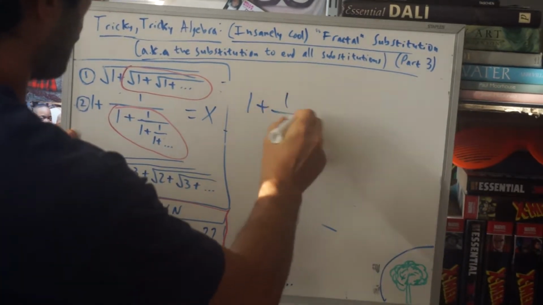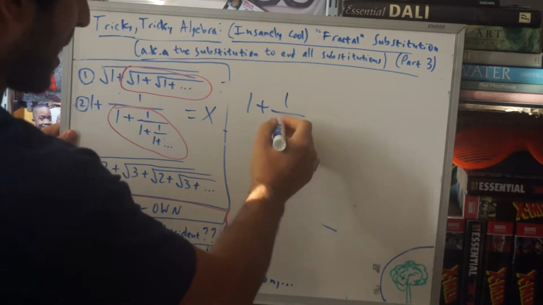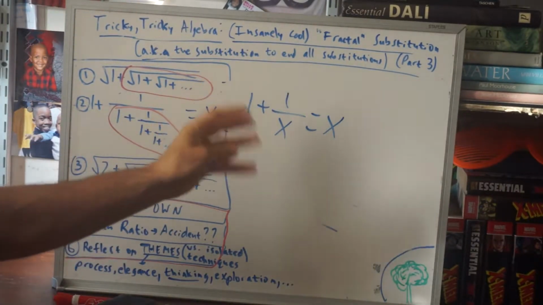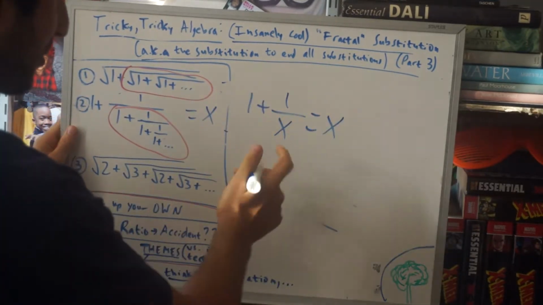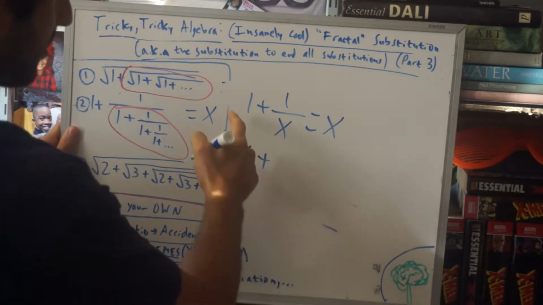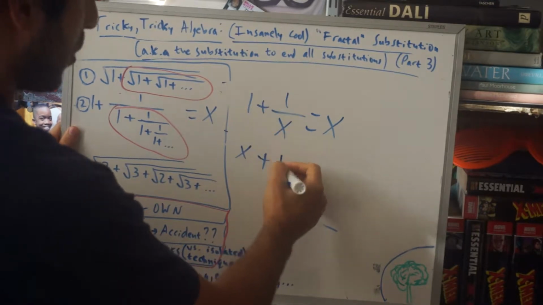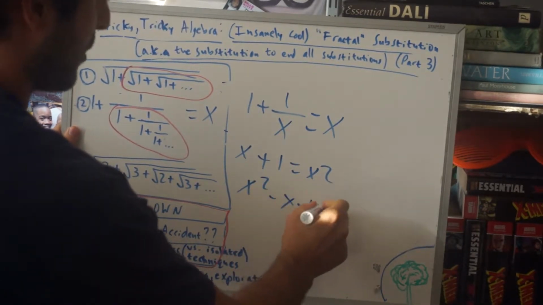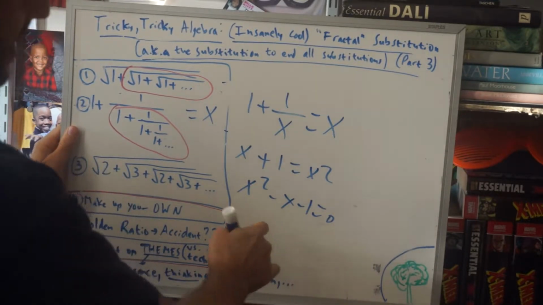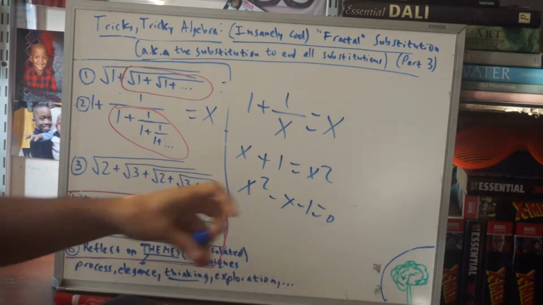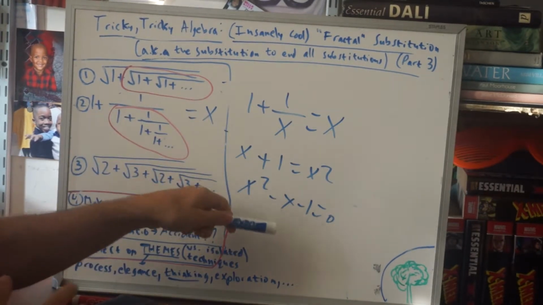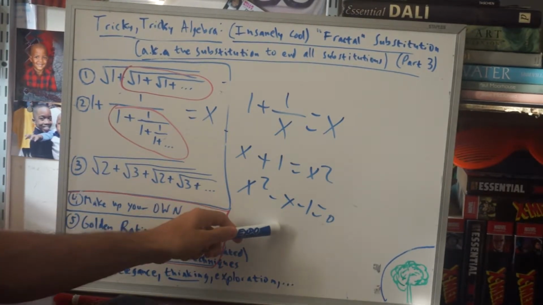1 plus 1 over the original problem. This is the key insight. All right, and now to solve this will be straightforward algebra. Multiply through by x. So that turns into an x. That's going to be a 1. That's going to be an x squared. We can move everything over. And if you solve this, get a load of this. This is the same quadratic equation we just got for that. So I'm not even going to solve that. You're going to get the golden ratio again.